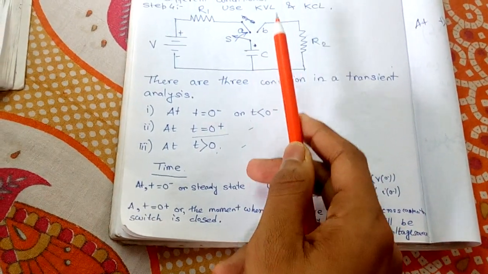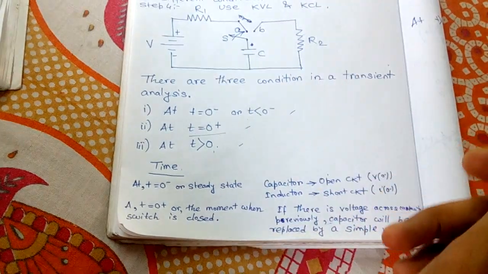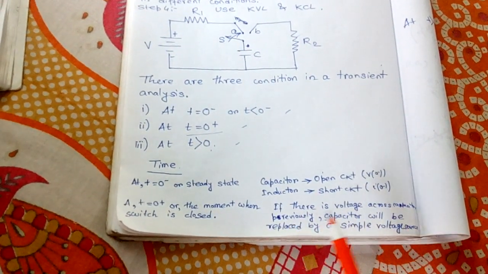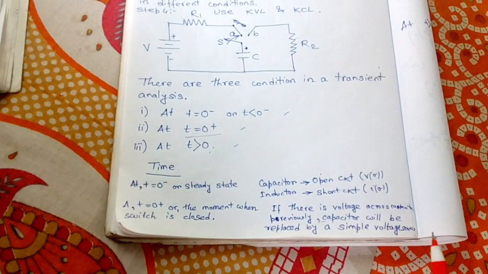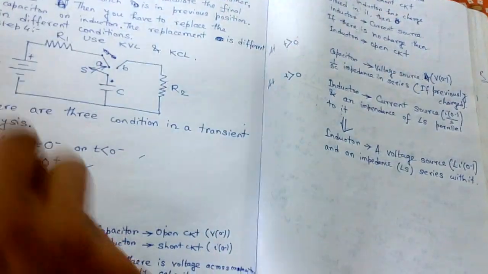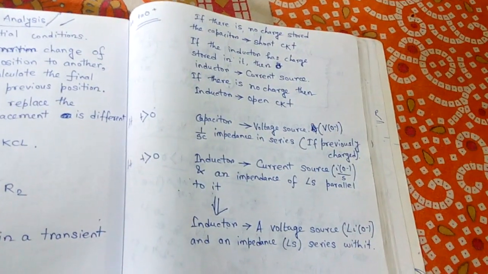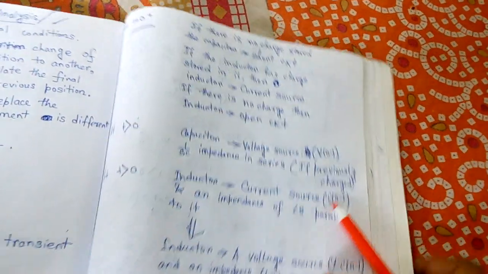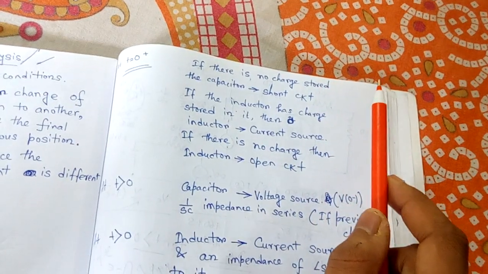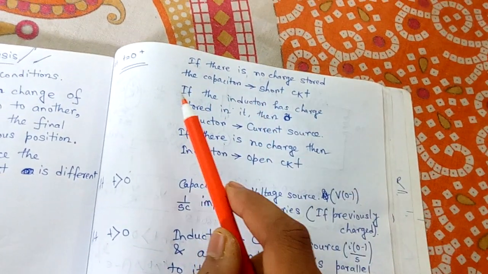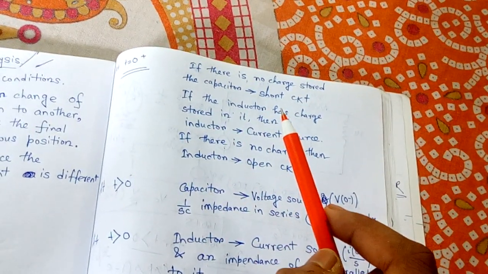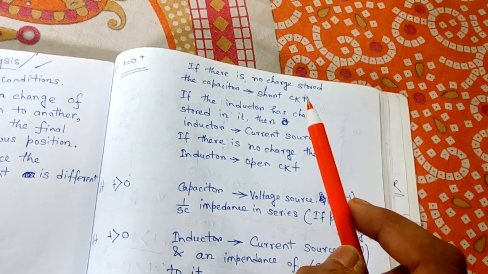Now at t equals 0 plus, the moment when the switch goes from A to B, if there is a charge stored in a capacitor previously, the capacitor will be replaced by a simple voltage source. That will be very easy. If there is no charge stored in the capacitor, the capacitor will be simply short circuited. Now if the inductor has charge stored in it, then the inductor will be replaced by a current source.